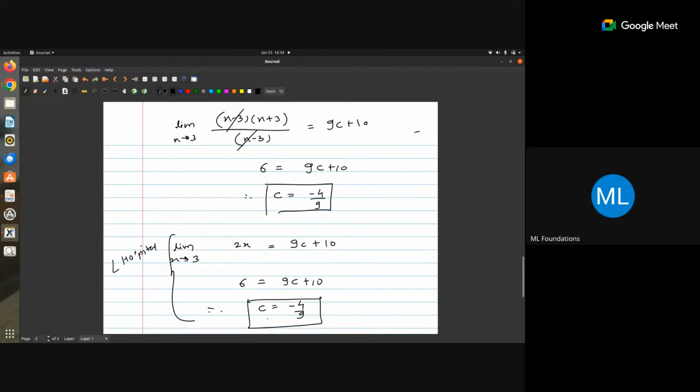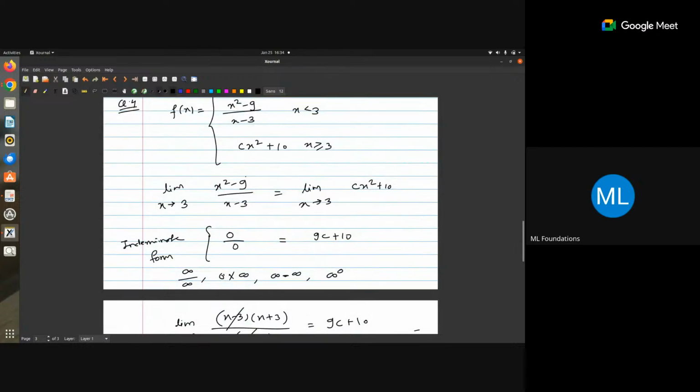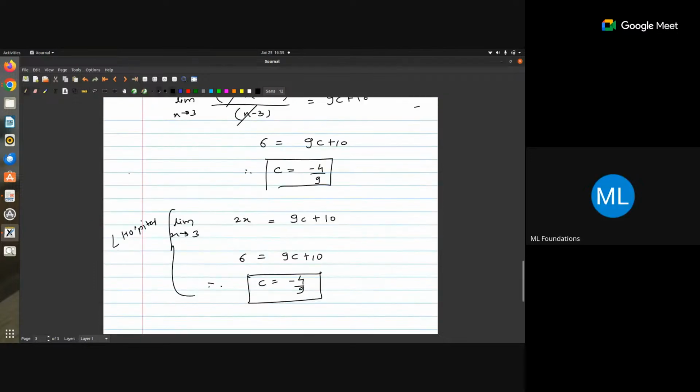See, I have differentiated this part. What is the differentiation of the numerator with respect to x? 2x. And the differentiation of the denominator is 1. So that means 2x, and that's how I got 2x. And then I have substituted 3 here, so I'll get 6. Fine, right?